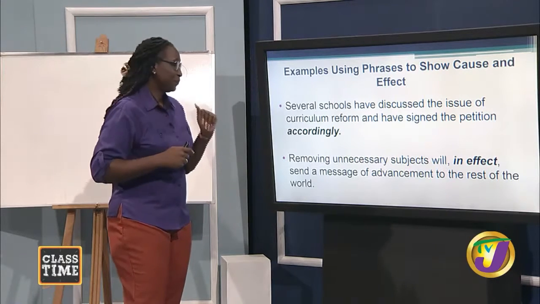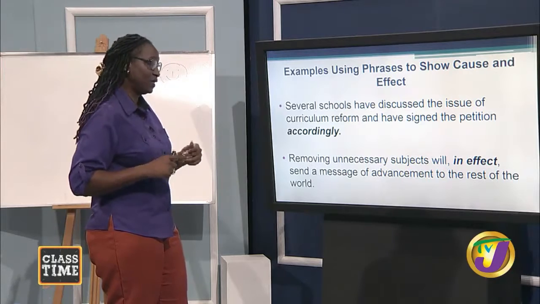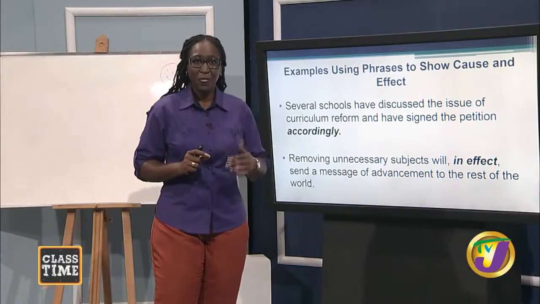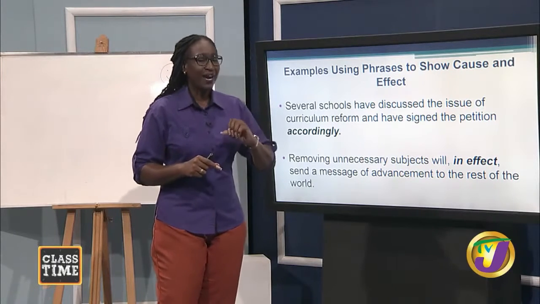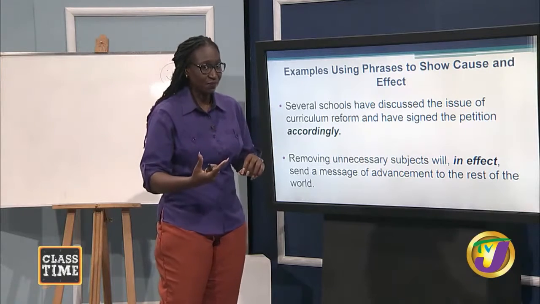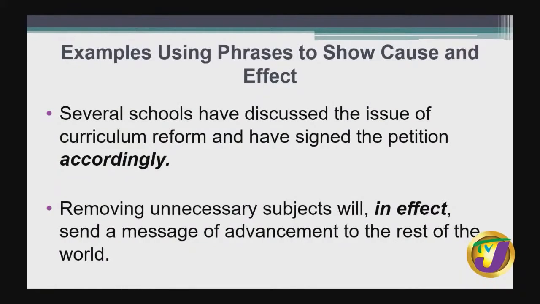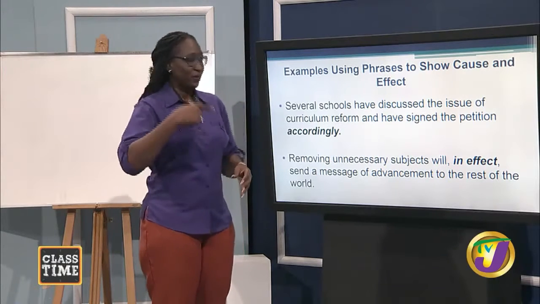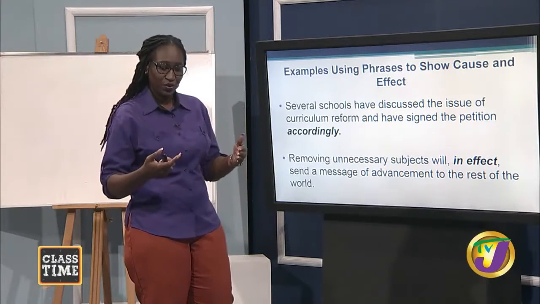Now let's look at the other one. Removing unnecessary subjects will, in effect, send a message of advancement to the rest of the world. So you have shown one thing, and then you have shown the resulting thing. So the first thing, removing unnecessary subjects. So once you do that, what will happen? It will send a message of advancement to the rest of the world. How have you connected those two ideas? You have used in effect to show the cause, removing the subjects, will of course lead to advancement of the rest of the world. Sorry.